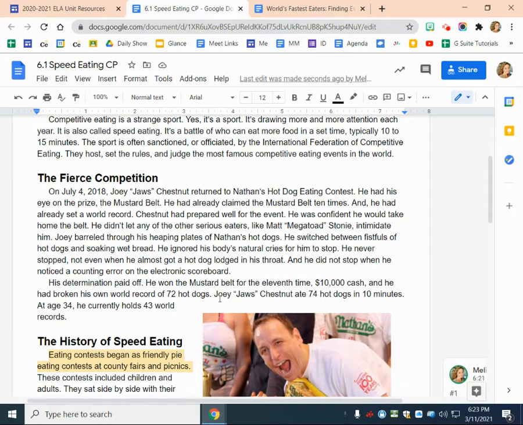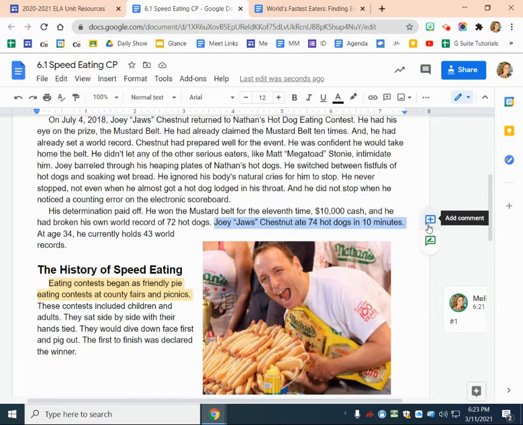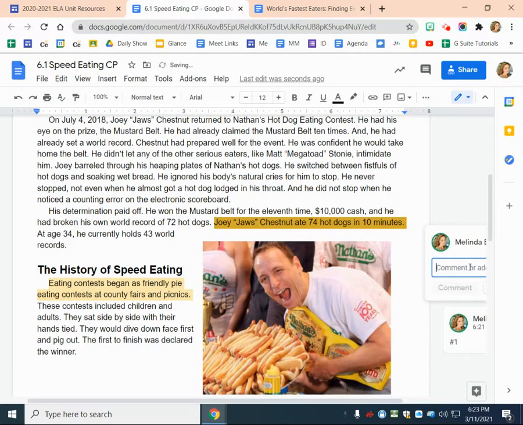Joey Chestnut ate 74 hot dogs, and that is the new record. So there it is, right there towards the end, that little sentence. Joey Jaws Chestnut. Oops, let me put that back. I'm having a little trouble highlighting right now. That sentence right there, we're going to highlight that. And then we're going to put a number 3 next to it, since that's evidence number 3.